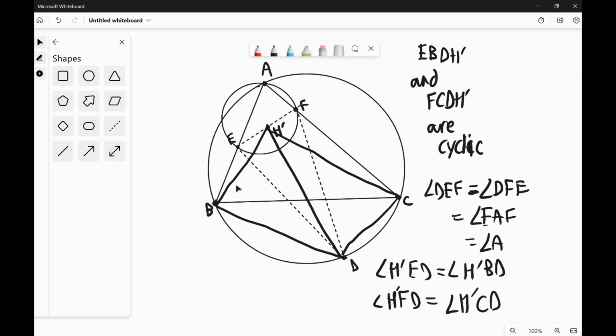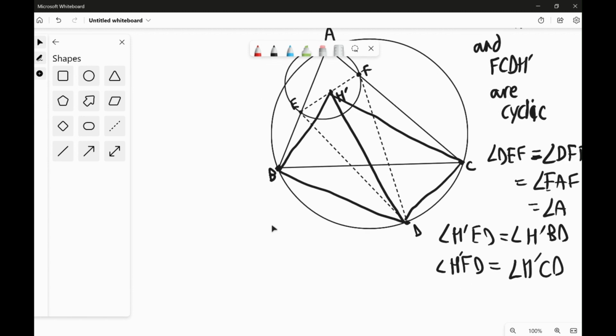Well, now we can say that angle BDC, we're given that AD is a diameter, so it's 180 minus angle A. So angle BDC is equal to 180 degrees minus angle A. But this angle here, as we proved given the cyclic quadrilaterals, is just equal to angle A. So this angle plus this angle here equals 180 degrees, implying that H prime B is parallel to CD. Similar logic implies that H prime C is parallel to BD, so H prime BDC is a parallelogram.